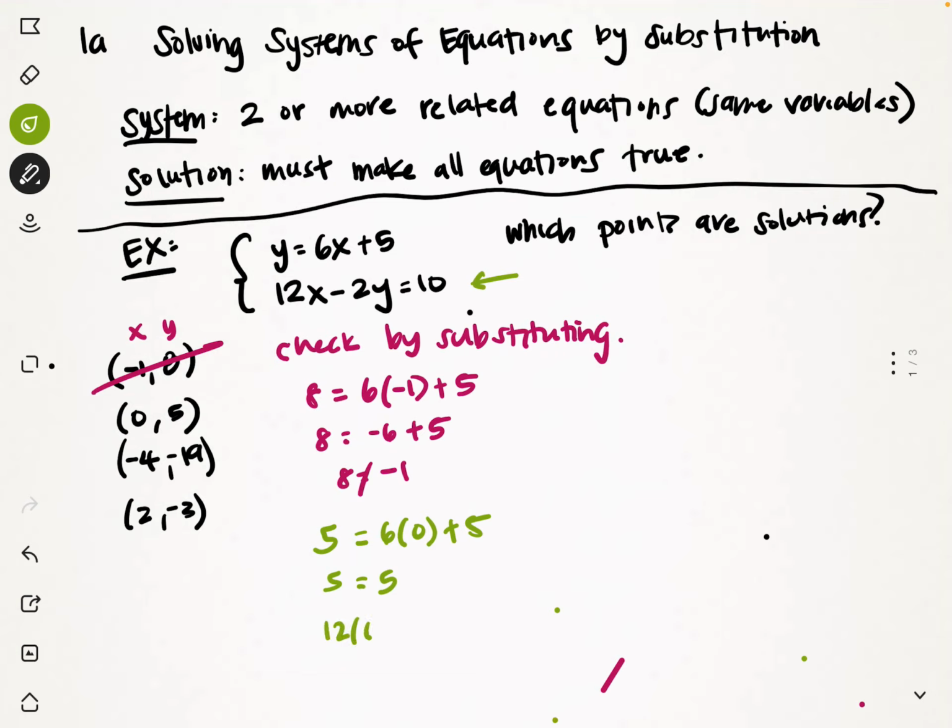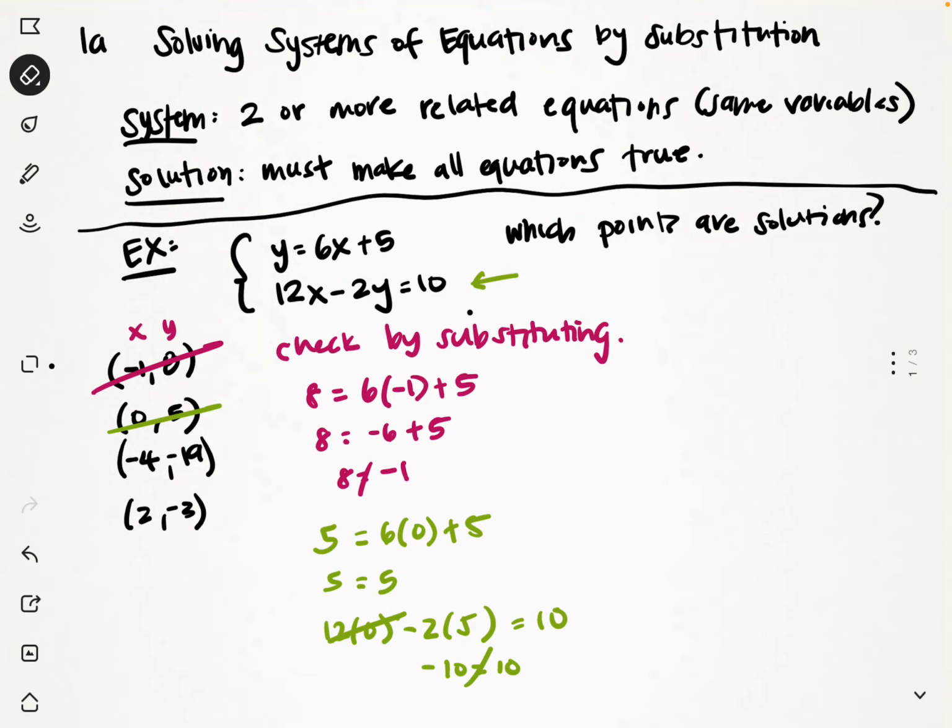12 times 0, our x, minus 2 times 5, our y, equals 10. So this is going to be 0 minus 2 times 5, so that's -10 equals 10. All right, this is not true, right? -10 is not equal to 10. So this one is also not true. Okay, remember, both of them have to be true when we substitute our values.